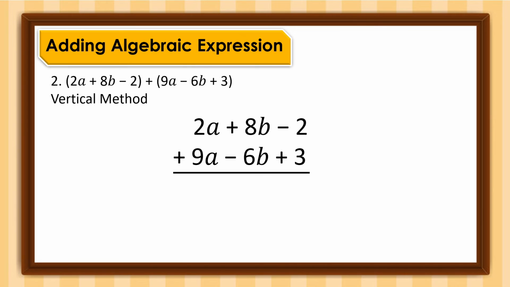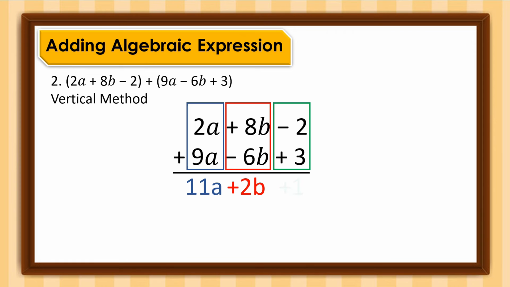Add them up. 2a plus 9a, that is 11a. Positive 8b minus 6b, that is positive 2b. And negative 2 plus 3, that is positive 1. Same answer, right? 11a plus 2b plus 1. So that is how we add algebraic expressions.